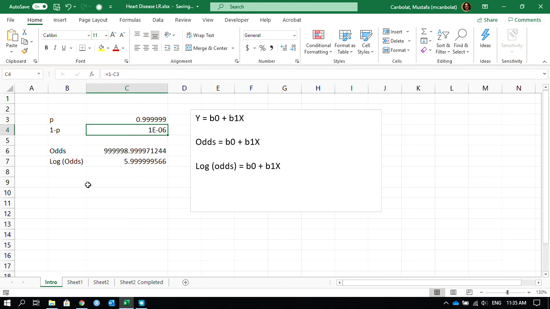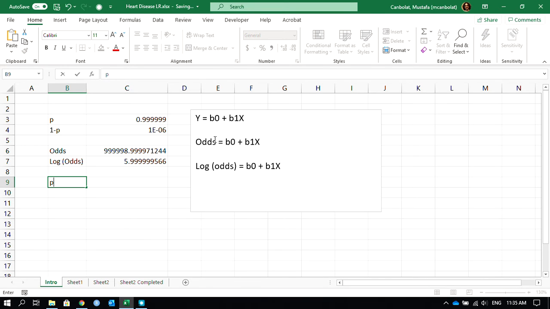Okay, so if we found this out, how do I go back? Once I find the log of odds, can I just turn that into odds? I can do that by saying e to the log of odds will just give odds. And then from odds, how do I find the probability? So what is P in terms of odds? P is equal to what?